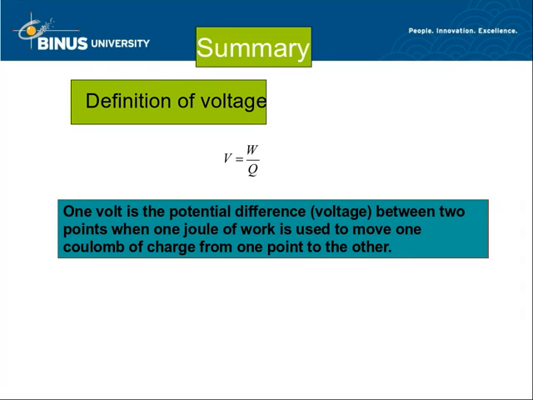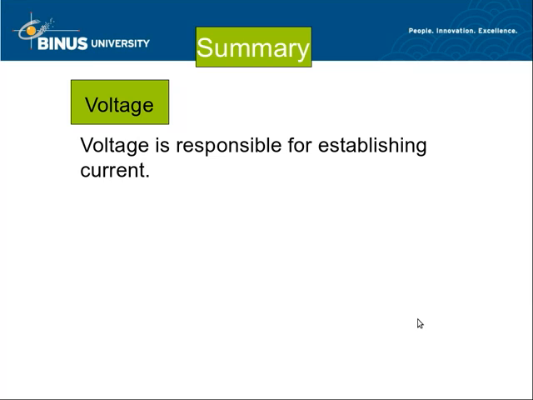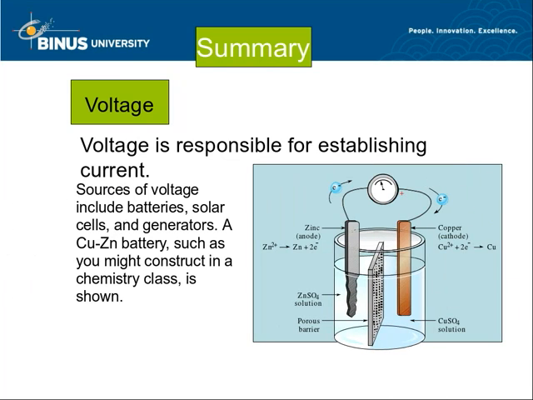In another way, voltage is responsible for establishing current. Without a voltage, we will not have a current flow even if the circuit is closed. So here's an example of a chemical reaction from a battery, or chemical batteries. In this example, a copper zinc battery, which you might have constructed in a chemistry class.